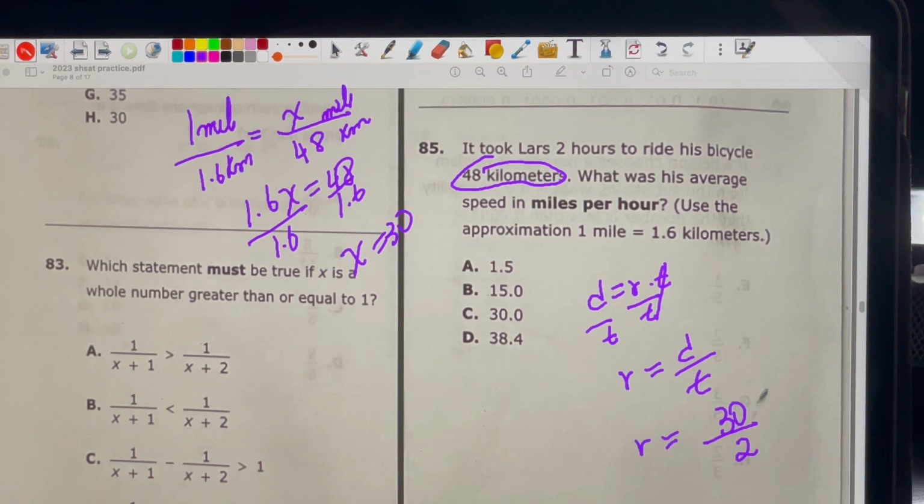And now we can divide. This is miles and this is hours, but we want miles per hour, so we're going to divide that by 2, right? So his speed, his rate, is 15 miles in 1 hour.